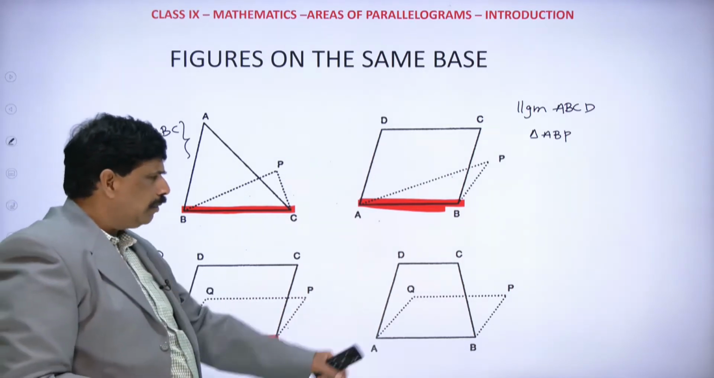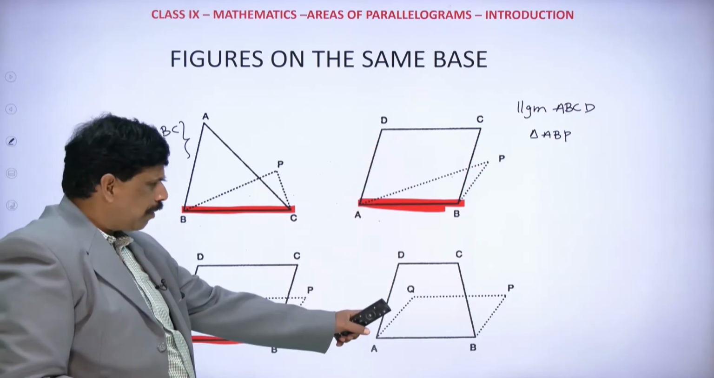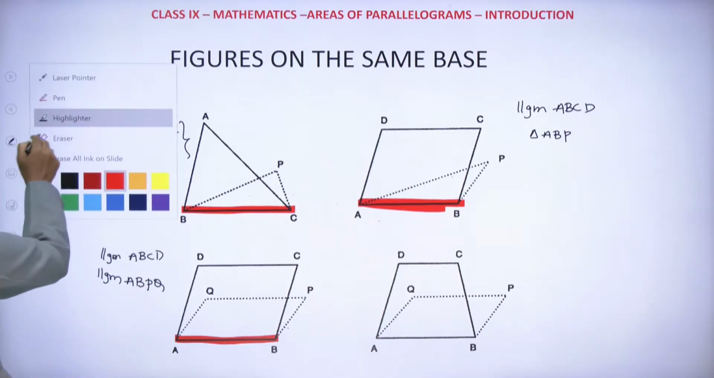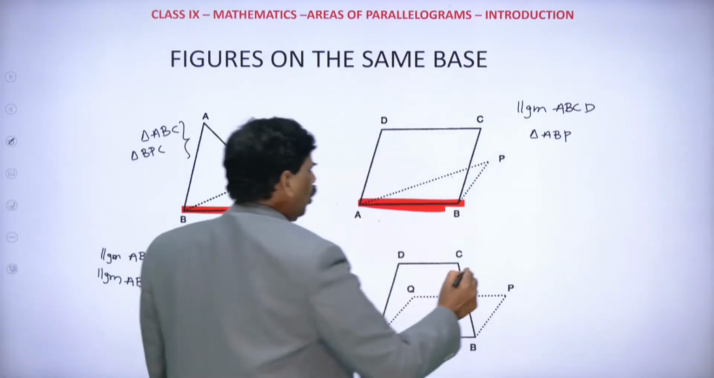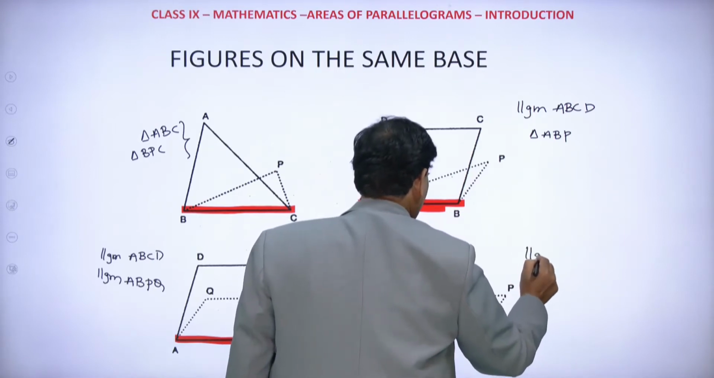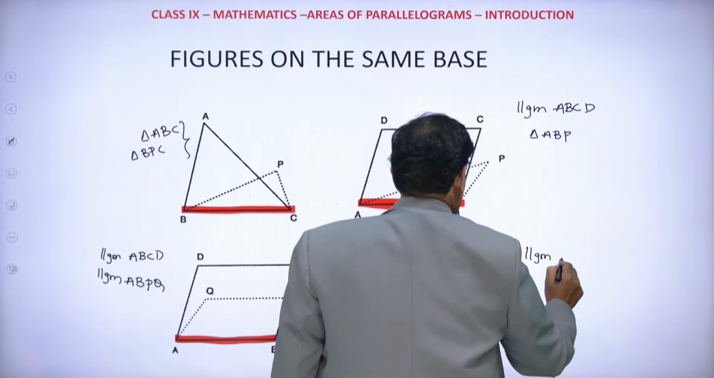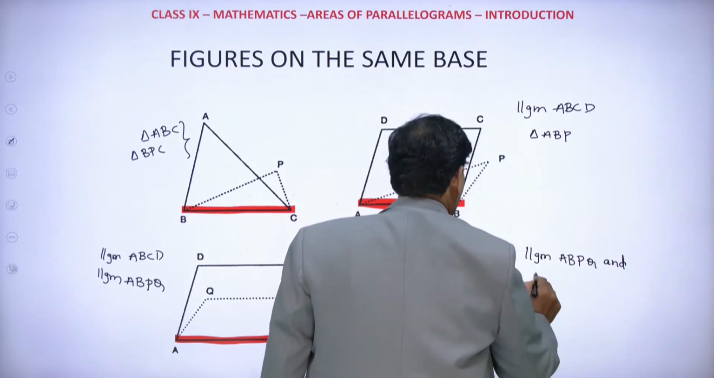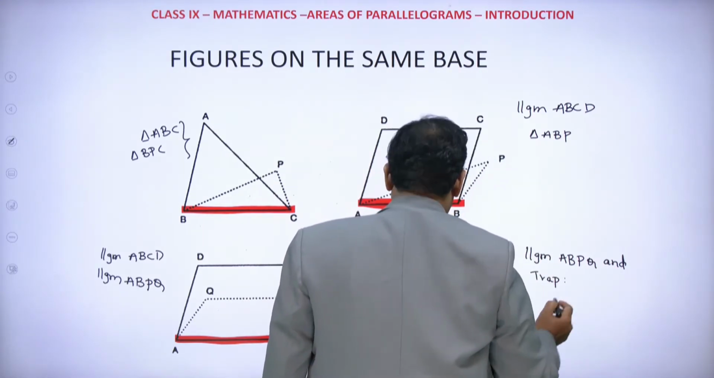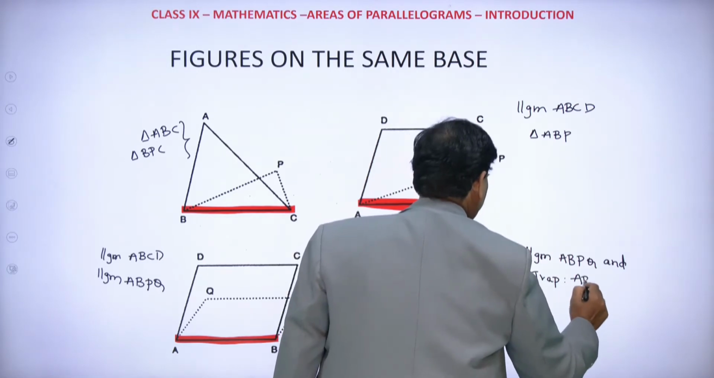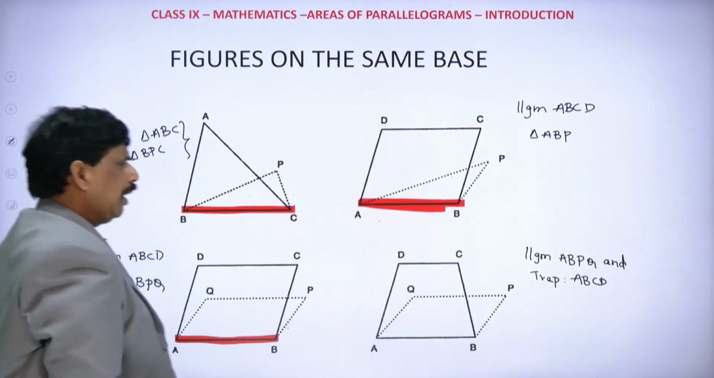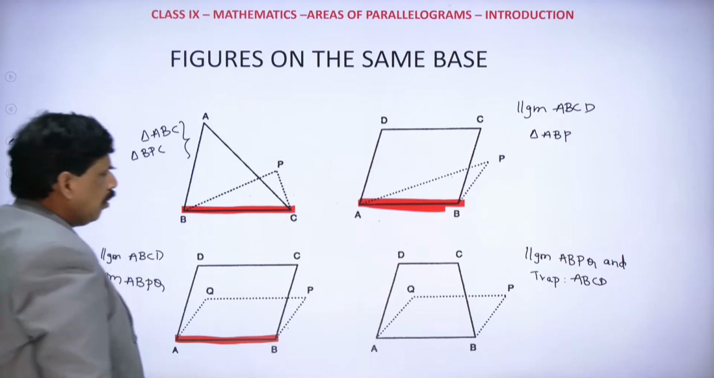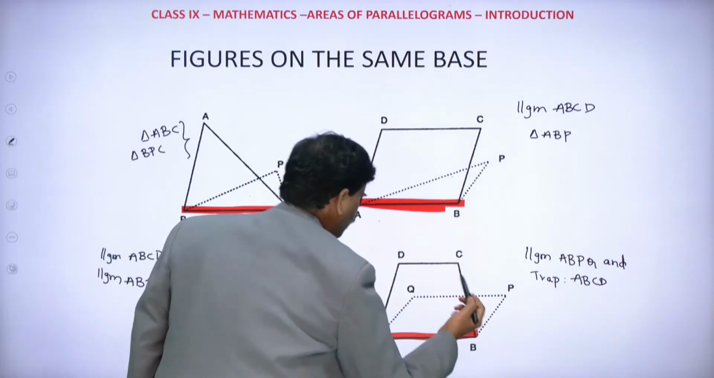Even you can look here. You are seeing a trapezium and a parallelogram here. The parallelogram ABPQ, and you are seeing a trapezium. What is the trapezium here? ABCD. You are seeing a parallelogram as well as a trapezium here. What is the base? They are on the same base.